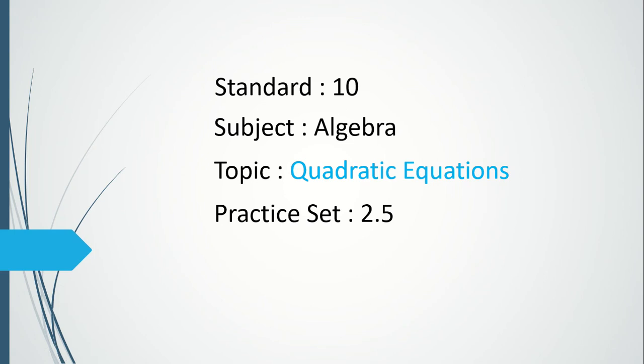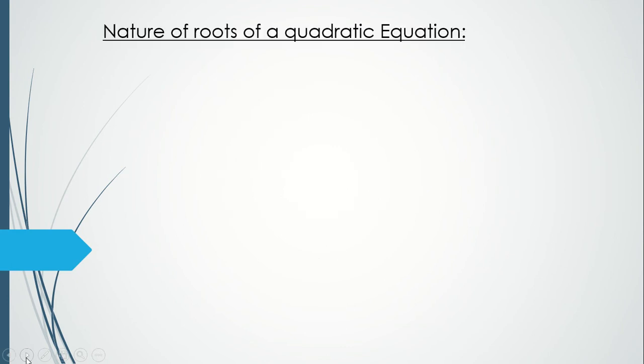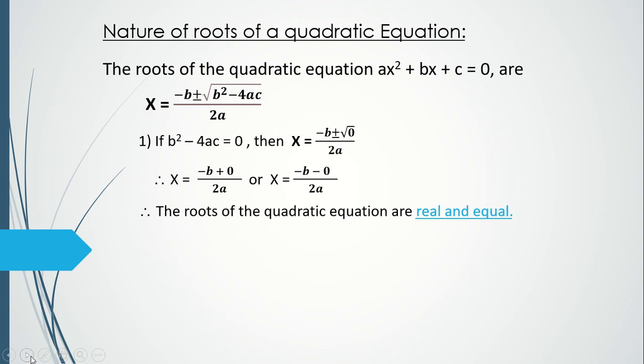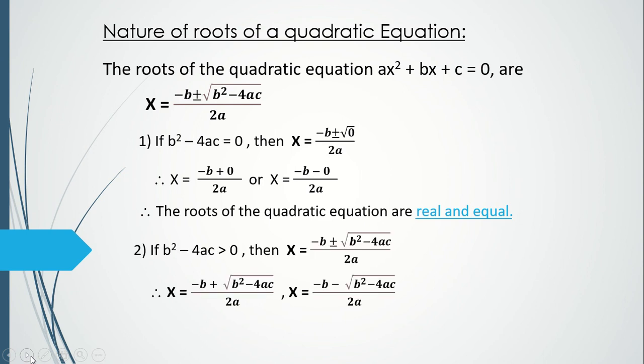Hello students, let us quickly revise what formulas we learned in the previous video about the nature of the roots, etc. These formulas we have already learned in the part 1 video of 2.5. We will just quickly revise them first. Here, if b square minus 4ac is 0, we are trying to find out the nature of the roots. Nature of the root is going to be real and equal.